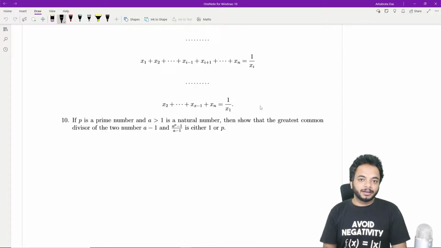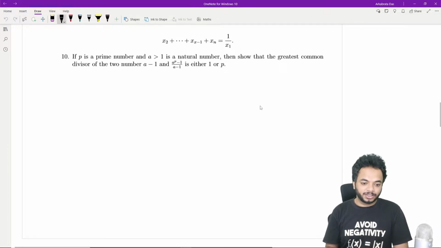To find the GCD, we have many techniques, but the two most common are the division algorithm or the factorization. Here we don't know exactly what a minus 1 is, so we can't factorize. So let's go by the division approach.